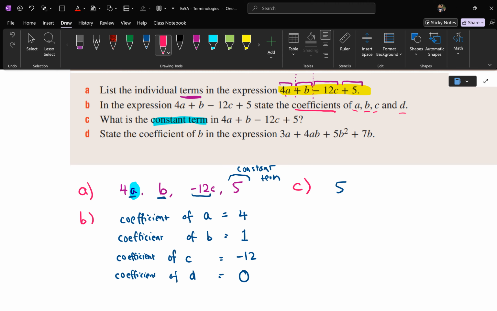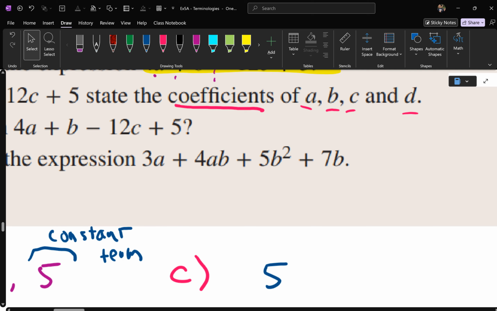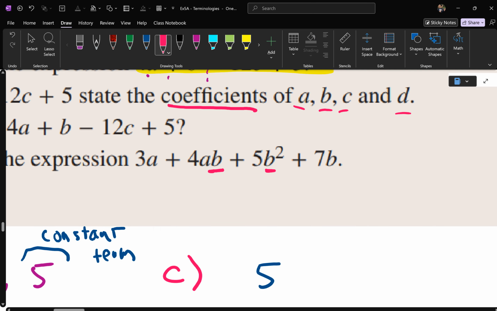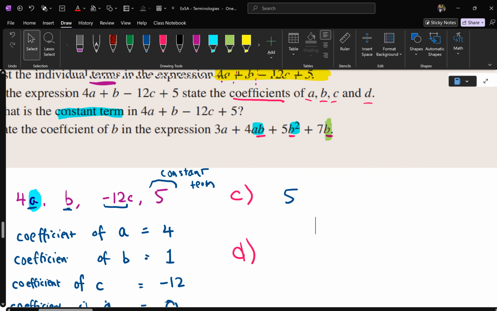And then lastly, D, state the coefficient of b in the expression. So they've given you a new expression here. They're asking for the number in front of b. Now, I know there's quite a few b's here. There's a 4ab, there's a b squared, there's a 7b, but out of them all, we were asking for the coefficient of b, not b squared and not ab. Okay, so this is an ab, that's a b squared, but we were asking, what is the coefficient of b? So the coefficient of b must be 7.